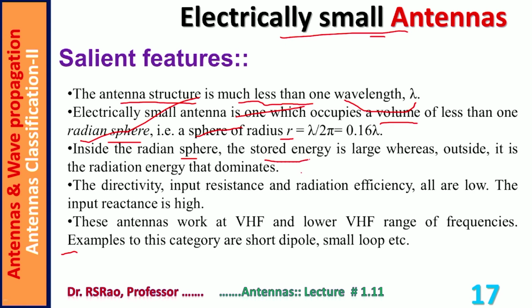Inside the radian sphere, the stored energy is large, whereas outside it is radiation energy that dominates. A radiator is surrounded by stored energy and radiation energy. Immediately, it is the stored energy that exists. After a certain distance, it is the radiation energy that dominates. The directivity, input resistance, radiation efficiency, all are low for this type of antenna. The input reactance is high. These antennas work at VHF, very high frequency, and lower VHF range of frequencies. Examples in this category are short dipole, small loop, etc.